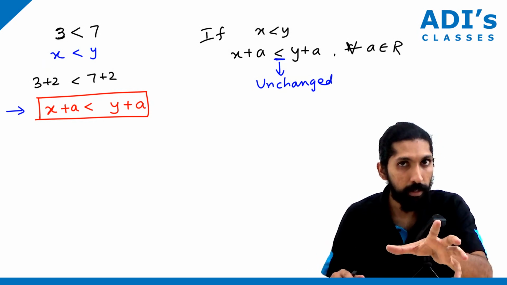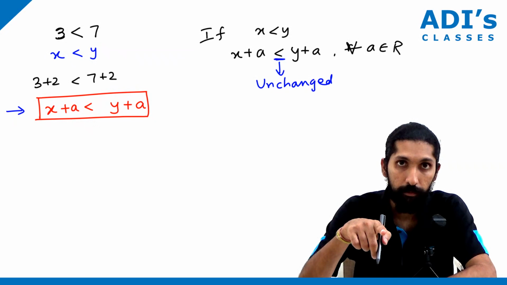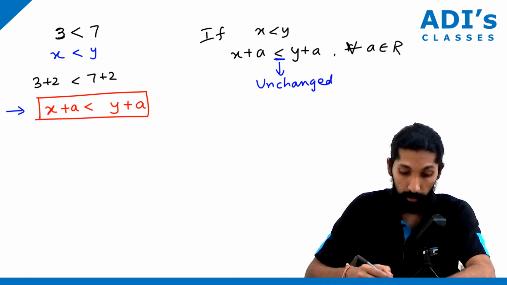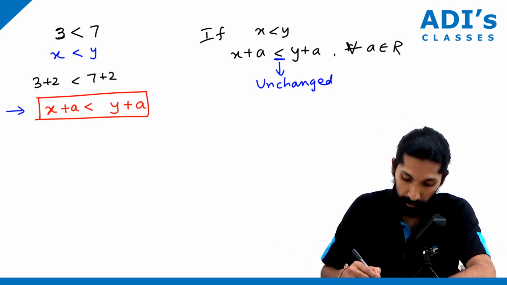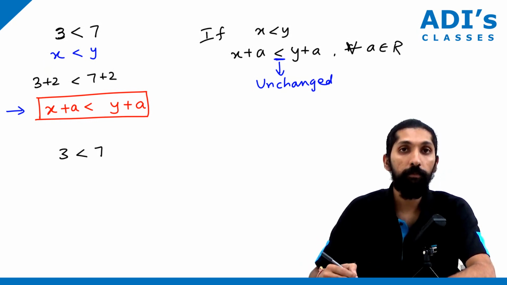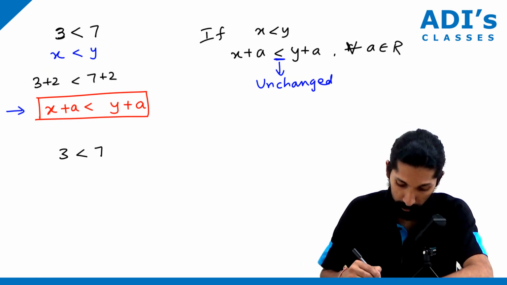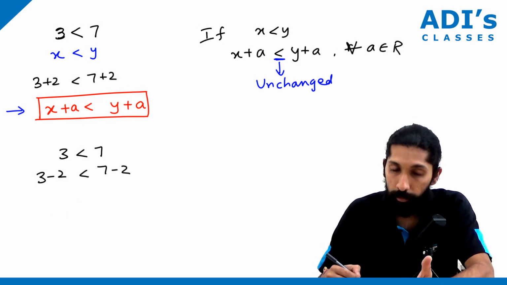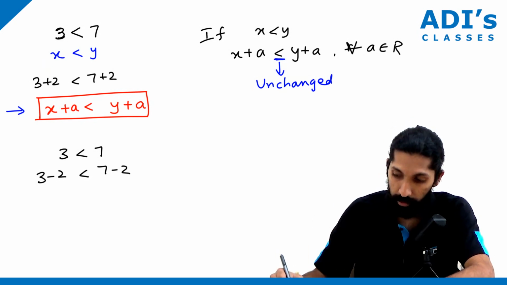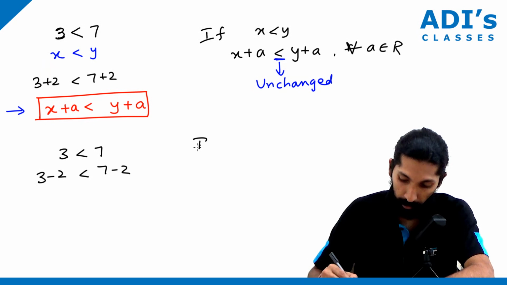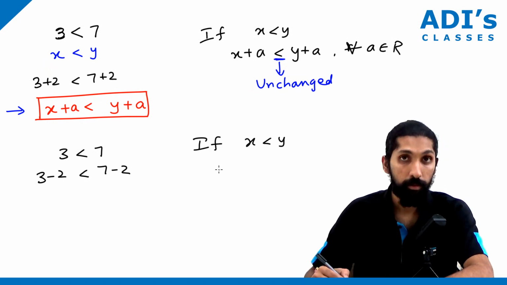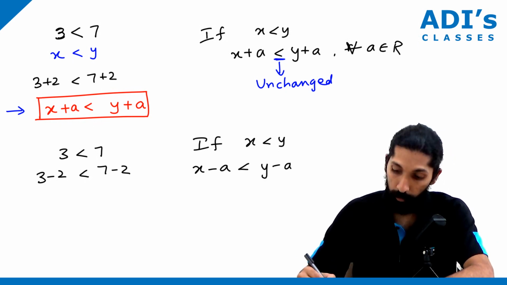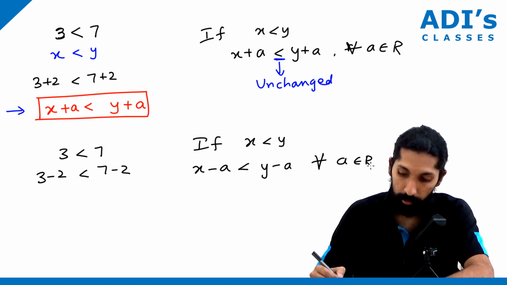Second property is pretty much the same thing, but instead of a plus, we have a minus. That means if x is less than y, same thing. So let's take 3 and 7 itself. So when you take 3 and 7, 3 less than 7, say we subtract 2. That's 3 minus 2 less than 7 minus 2. See, 1 is less than 5, obviously. So what can we say now? The property becomes if x is less than y, then x minus a is less than y minus a for all a belonging to R.